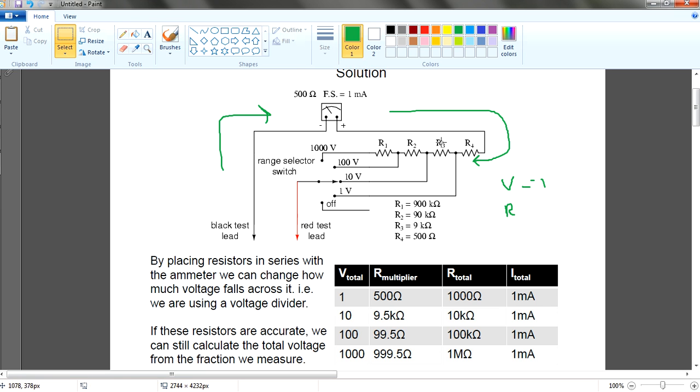Now the resistors. Because you want to display in terms of current, if your resistance increases, and your voltage is constant, let's say 1 volt, and your resistance varies across this one, you have a varying amount of current.